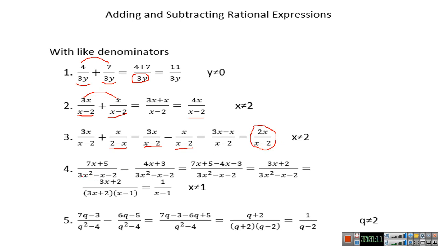Here you have 3x squared minus x minus 2, and the same here. So you have the same denominator for both. What we do is add the numerators. You have 7x plus 5. The minus is for the whole expression, so it will be minus 4x and minus 3, because the minus is for both. So 7x minus 4x will be 3x. 5 minus 3 is plus 2.